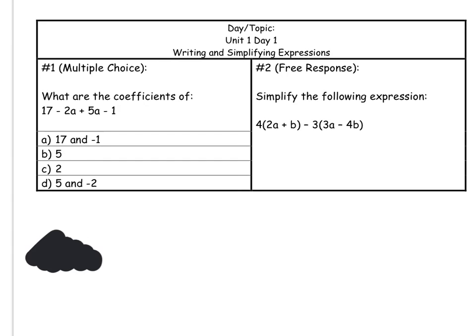Okay, here's where it's your turn for writing and simplifying expressions to tell me what you know. So there's 2 questions, and there's always 2 questions on video notes. The first one is a multiple choice, and the second one is a free response. You're going to work these out in your homework notebook. Answer question number 1. What are the coefficients of 17 minus 2a plus 5a minus 1? Choose A, B, C, or D. And then number 2, free response, simplify the following expression.